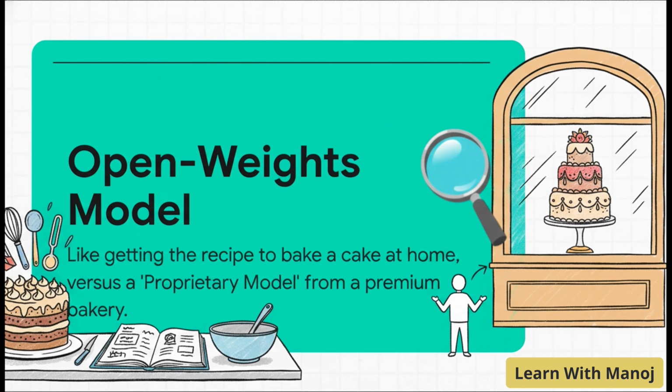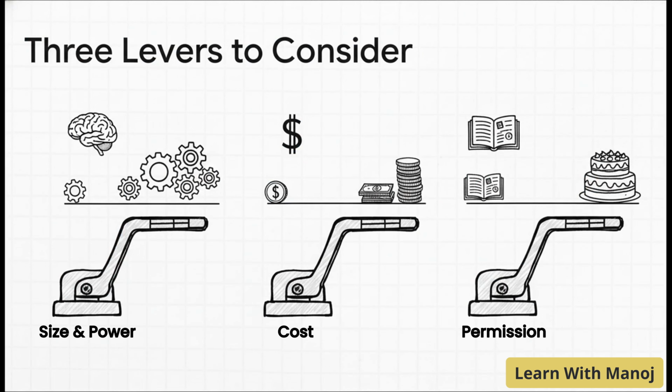Using an open weights model is like getting the complete secret recipe to bake a world-class cake right in your own kitchen. You control all the ingredients, you can tweak the process however you want, and this is crucial, your data and that recipe never ever leave your house. A proprietary model, on the other hand, is like buying that amazing cake from a fancy bakery. It's incredible for sure, but you have to go to their shop every single time, and you never get the recipe.